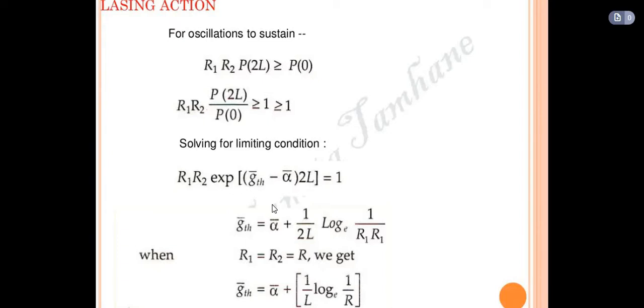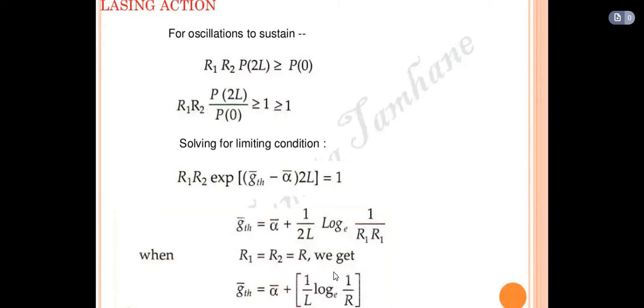So the exponential, if you shift it here, will become log. So log of 1 by R1 R2. What is left here? G bar minus alpha bar into 2L. Shift the 2L, it will be divided by 2L. Minus alpha bar, you shift to the right side, it will become plus alpha bar. So we substituted all those things, and we got G bar, the gain formula.